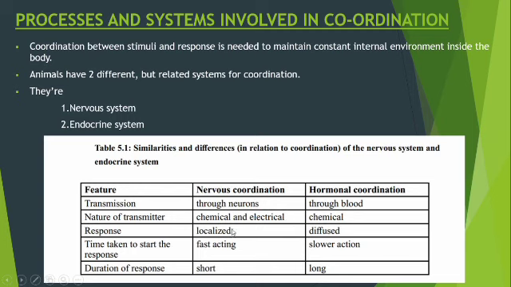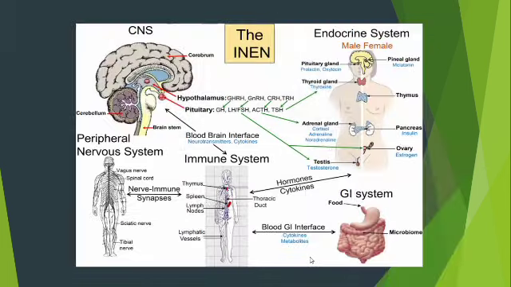The time taken to start the response: nervous coordination is fast acting, while hormonal coordination is slower in action. The duration of response is short in nervous coordination, and in hormonal coordination, the duration of response is long when compared with the nervous coordination. And this is a diagrammatic comparison between the nervous coordination and hormonal coordination.